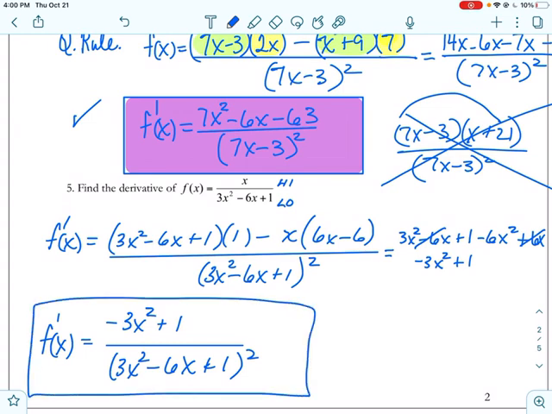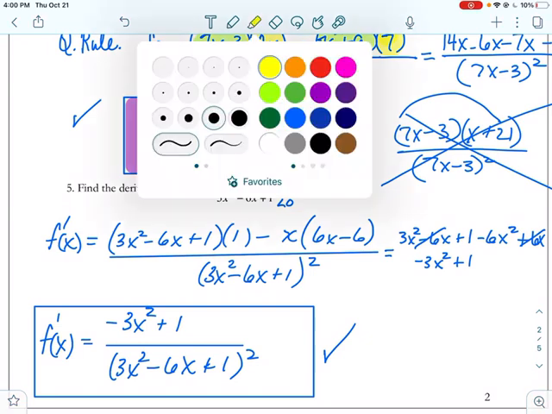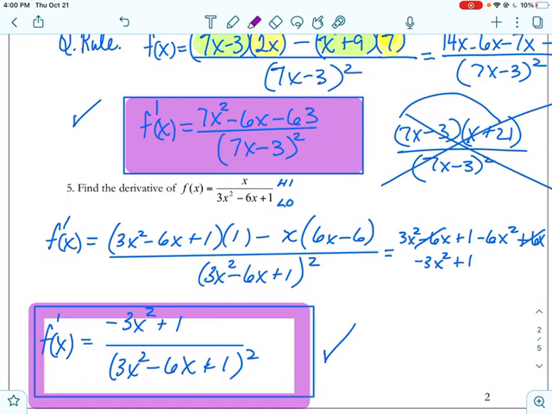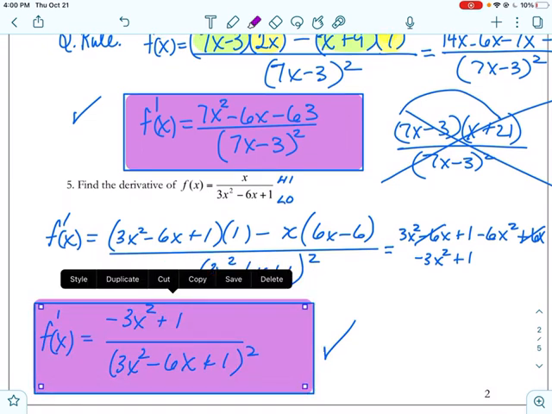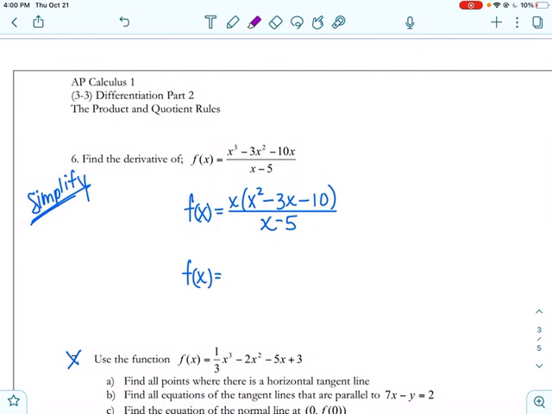And that's all we're doing there. Okay? Finding the derivative. Okay. So there's the answer for that one using the quotient rule. And I have another one, but I'm going to say, again, you want to simplify before you go forward. Just check it out at the very least.